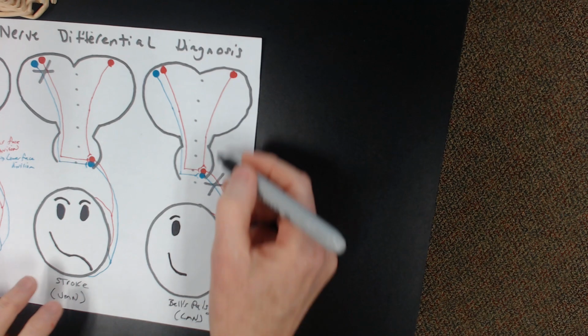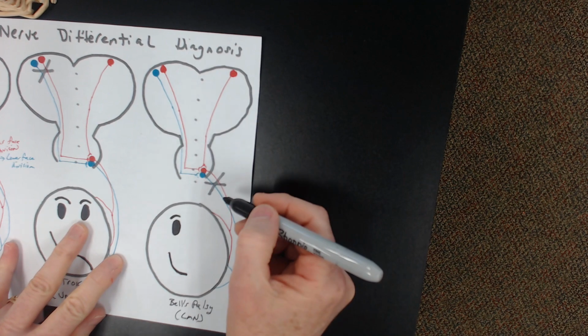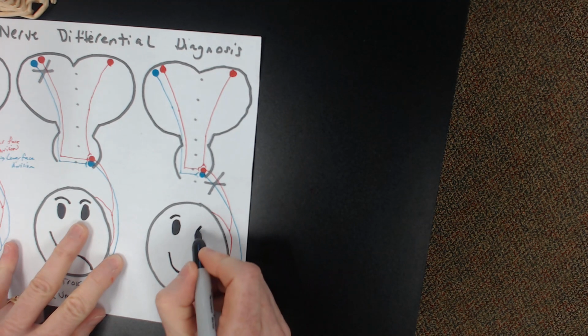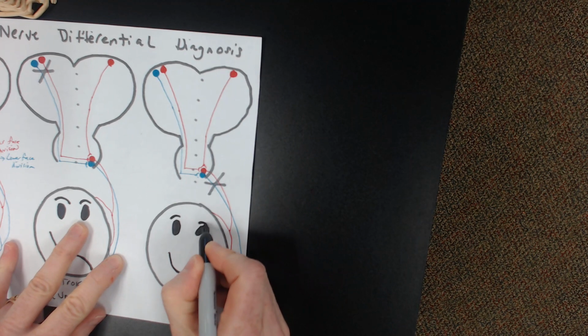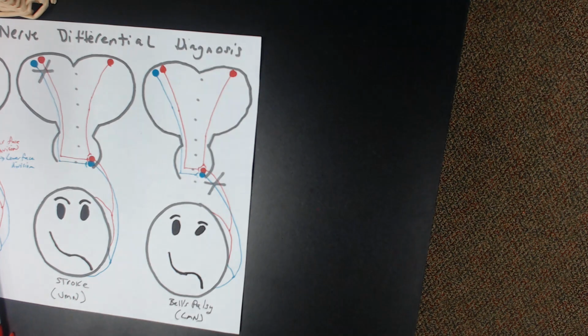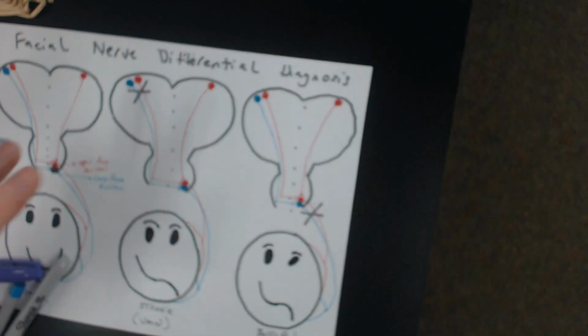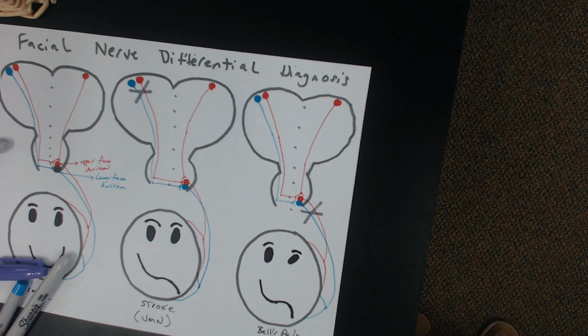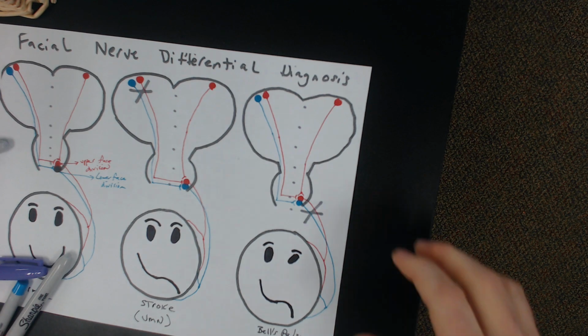But since both the upper face division and the lower face division lower motor neurons were wiped out, the eye is going to be droopy and the smile is going to be droopy. So it's the whole half of the face that's affected. Okay, main difference between a presentation with patient post-stroke and Bell's palsy. Bell's palsy is the lower motor neuron. Bell's palsy is going to have the entire half of the face affected, and a stroke is only going to have the lower half of the face affected, and this is why. Questions? Make sense? All right, let's move on.